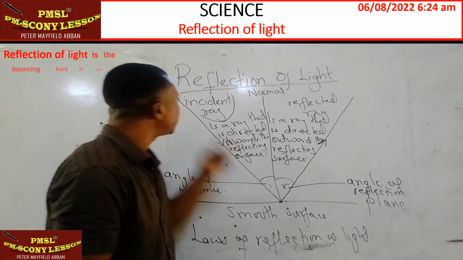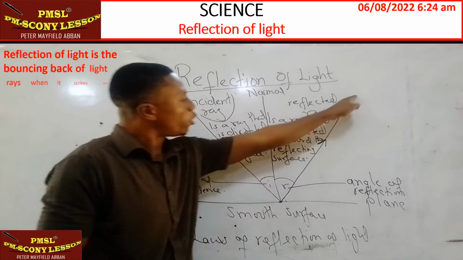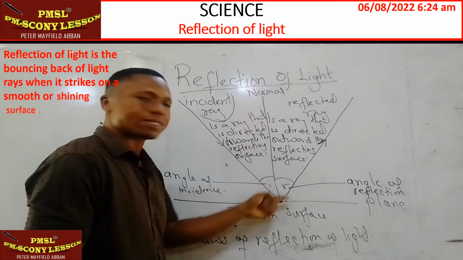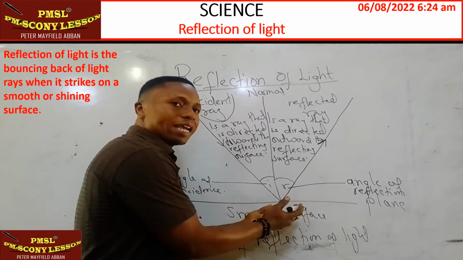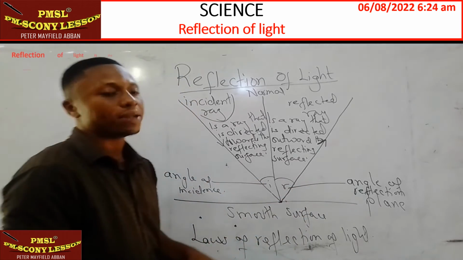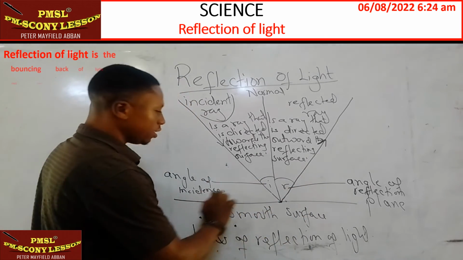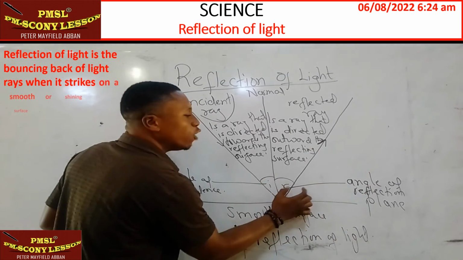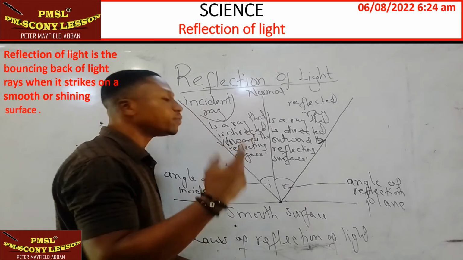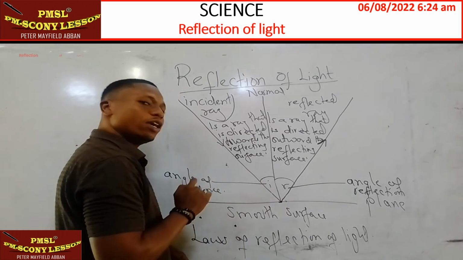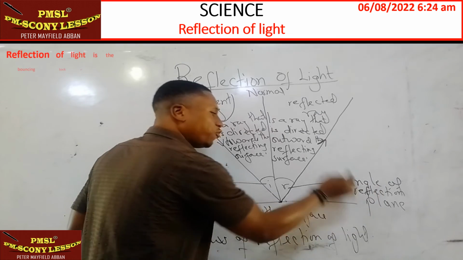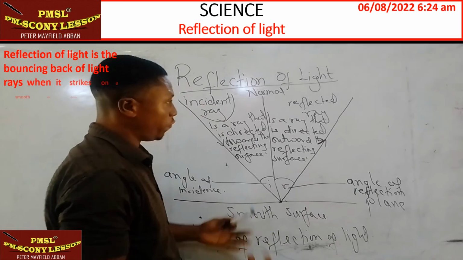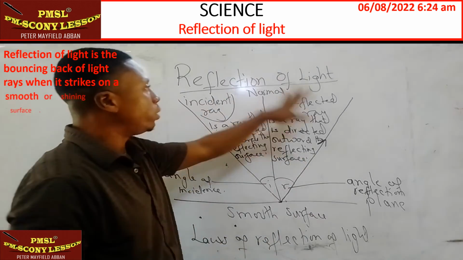I'm going to repeat again. The first law says that the incident ray, the reflected ray, and the normal, all at the point of incidence, lie on the same plane. And the second law states that the angle of incidence is equal to the angle of reflection. This is the second law of reflection.